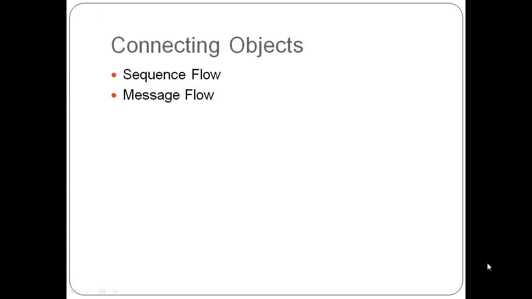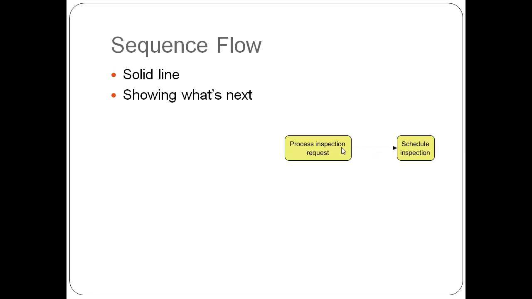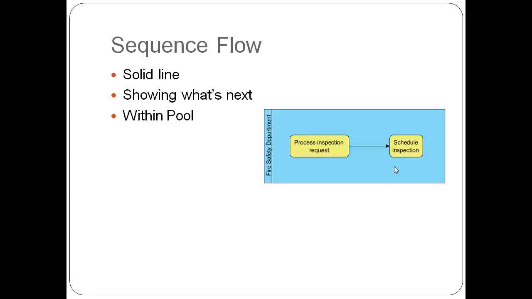Okay, after talking about the flow objects, let's move on to the connecting objects. There are two types of connecting objects. They are sequence flow and message flow. Let's start with sequence flow first. The sequence flow is a solid line like this one with the arrowhead, and it is showing what's next. For example, we process inspection requests, and after that, we will move to the schedule inspection task.